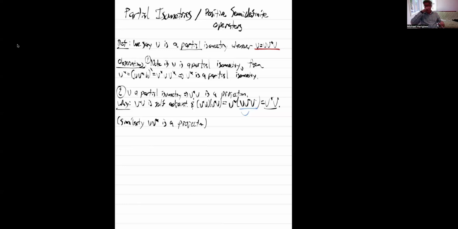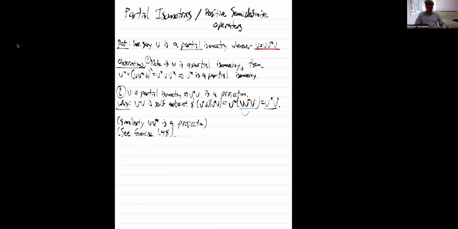Okay, so those are our projections. And in fact, with this characterization, you can define a partial isometry as something where V star V is a projection. And so for further discussion, see exercise 1.48 in the prerequisite notes. Okay. All right.